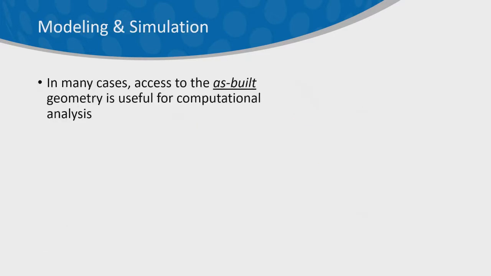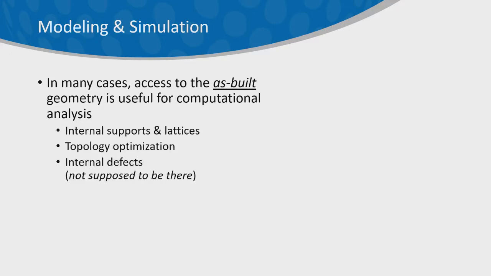So we talked about modeling and simulation as well. I brought that up. So especially in AM, in a lot of cases, access to the as-built, as-manufactured geometry is very, very useful for computational analysis. So as I mentioned, you typically run FEA on your part's design to make sure it's in tolerance. But with additive manufacturing specifically, we get into a lot of areas of looking at things that have very, very complex internal supports and lattices.